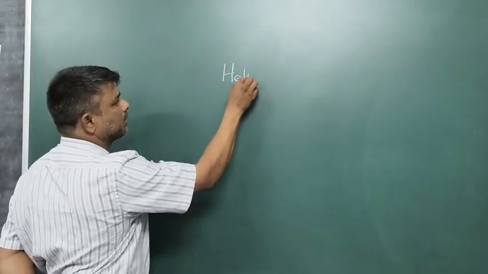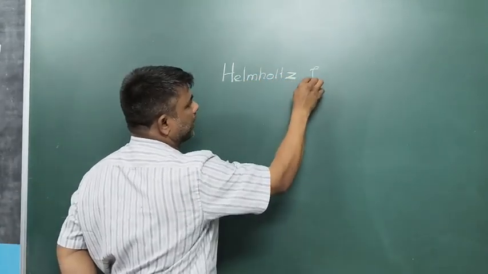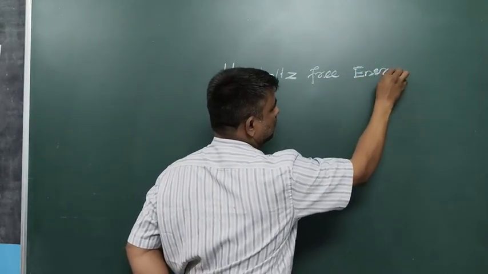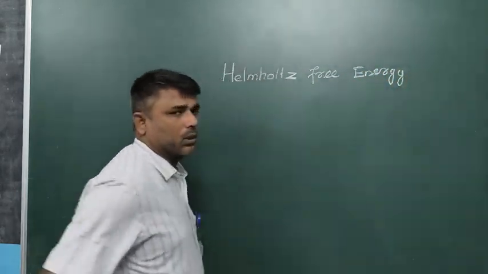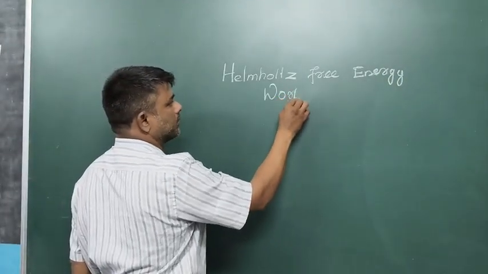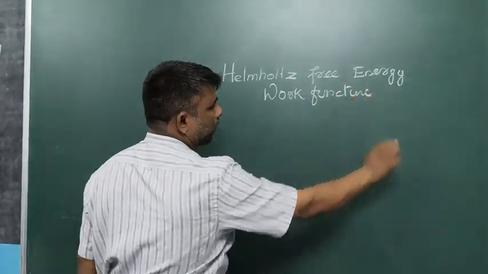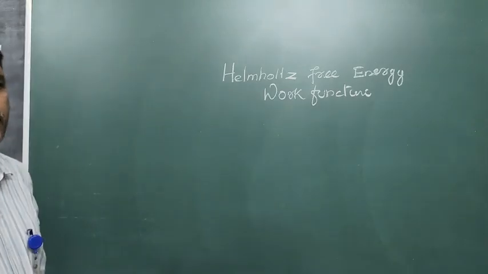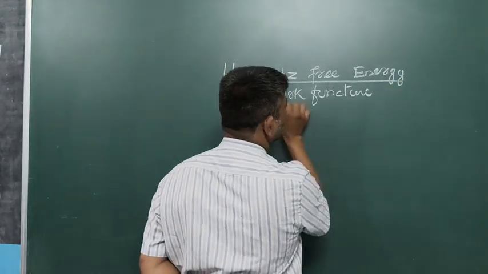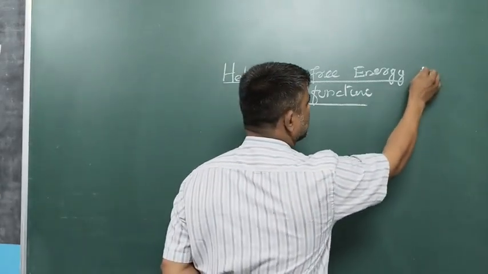Here is free energy. It is called as work function. Today, I'm going to discuss brief information on Helmholtz free energy or work function. The notation for Helmholtz free energy is A.